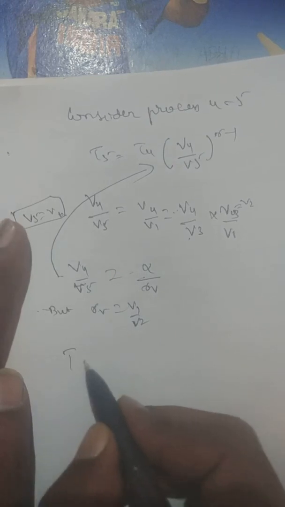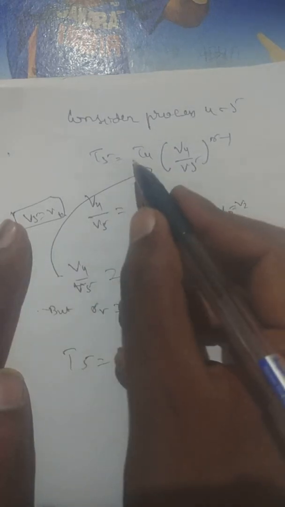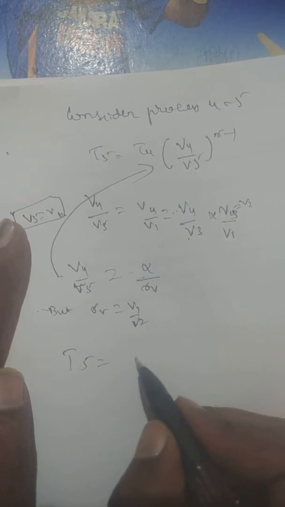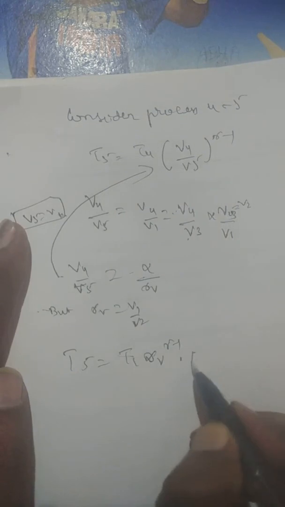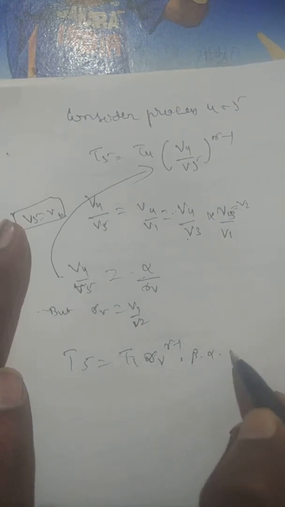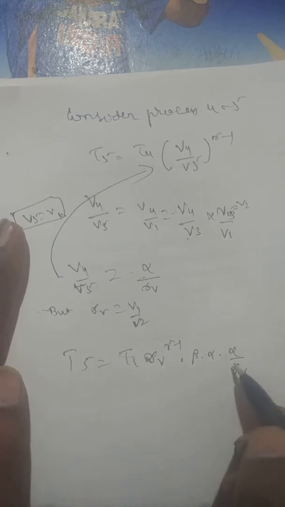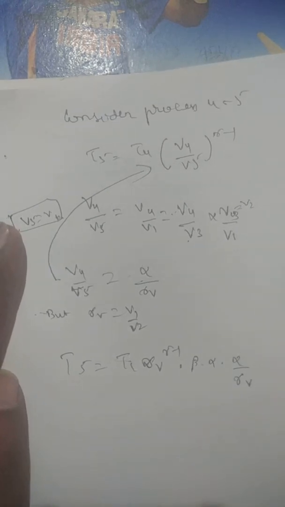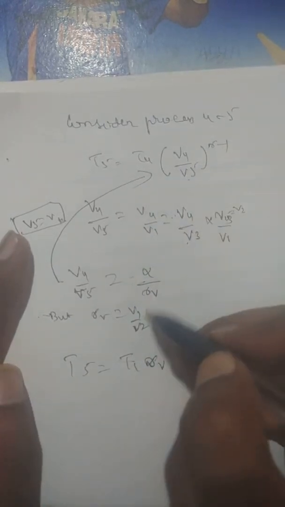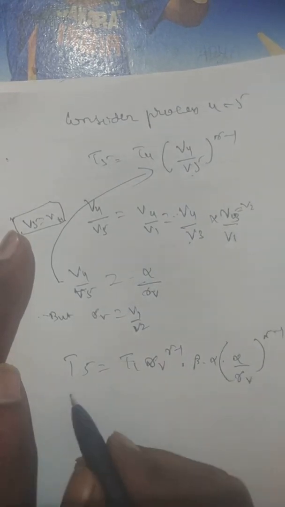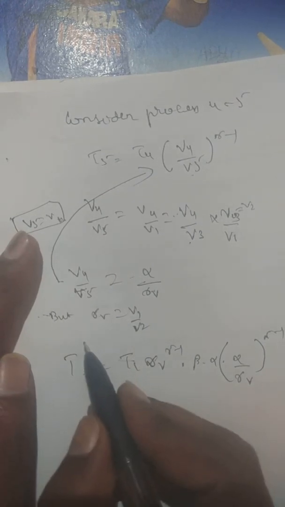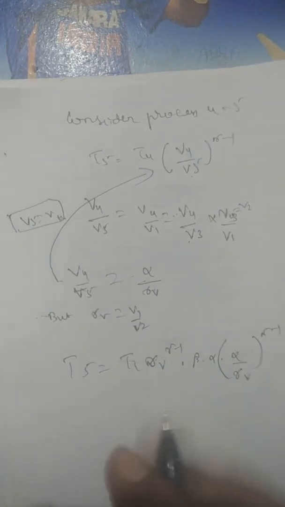I will put this equation in the T5 equation. Now T5 is equal to, as we have already derived the equation for T4, I will substitute the same thing here: T1 RV to the power gamma minus 1 into beta into alpha into alpha divided by RV. V4 by V3 is equal to alpha by RV, and here we have the power term gamma minus 1, so we need to write that. Now we have derived all the equations in terms of temperature T1.